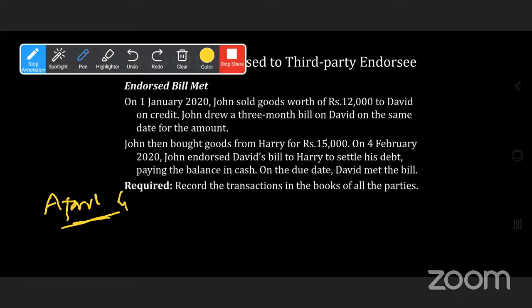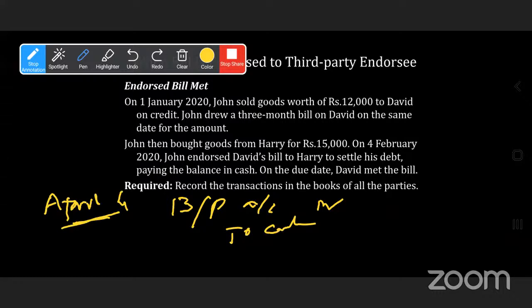Now, what is the entry you have to write? Bills payable account debtor to cash account, 12,000. Yes, very good. So this bill was met. You have to write the narration: being the bill met on the due date.